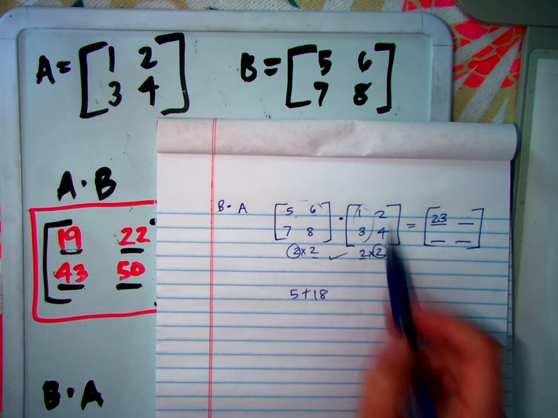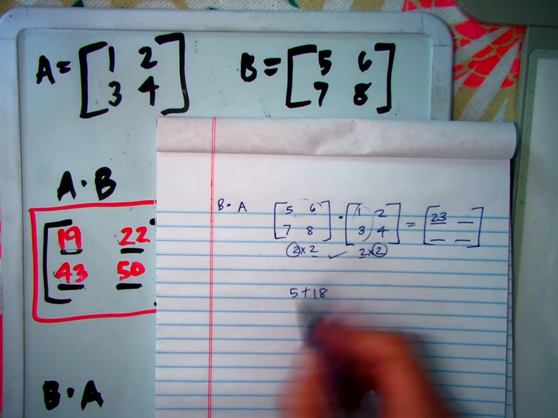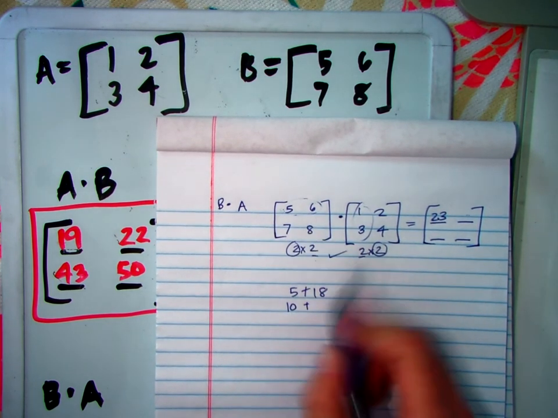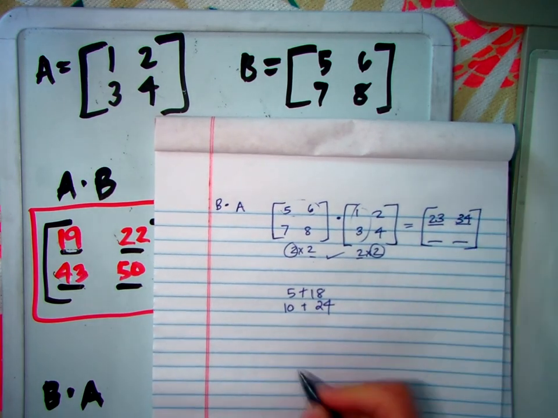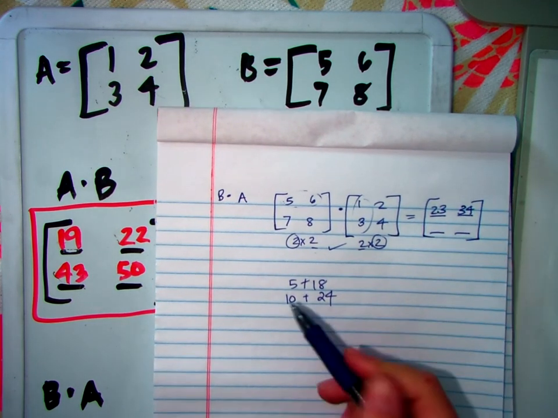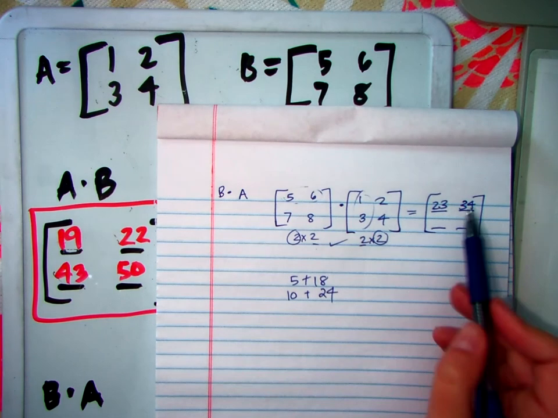So these are the vectors I'm going to use. It's 5 times 2, or 10, plus 6 times 4, which is 24. So we can see this one is going to be 34. It's an inner product is what they're called. I keep forgetting to say that, but it's an inner product.